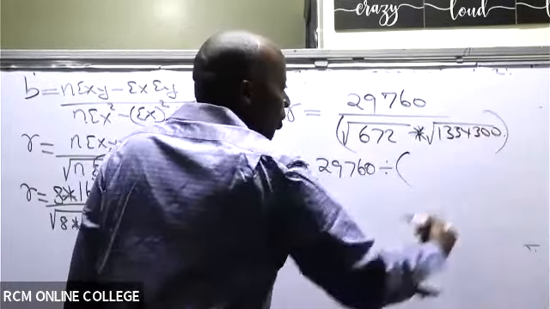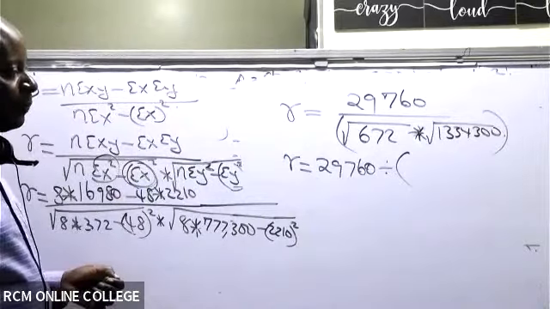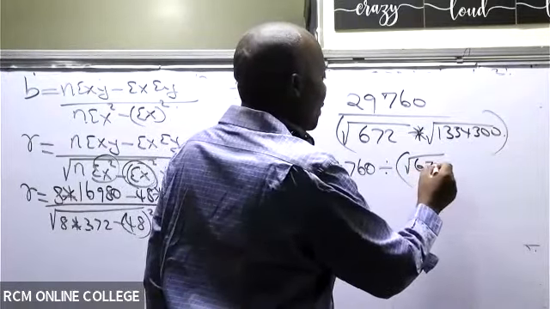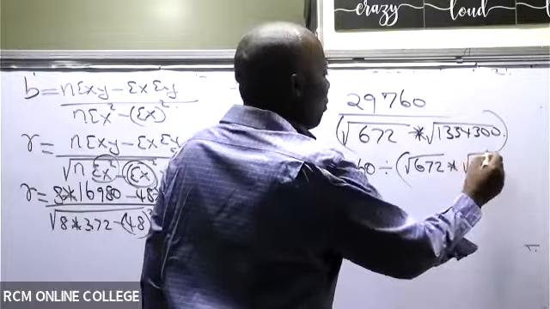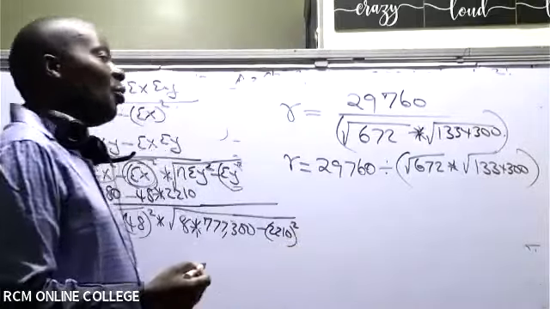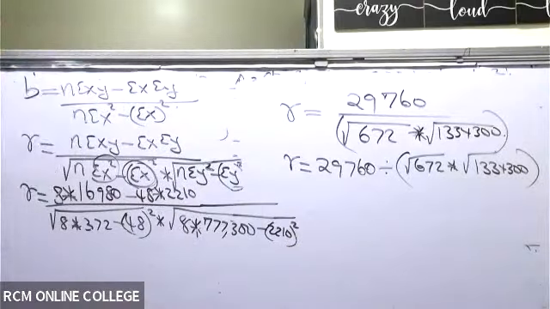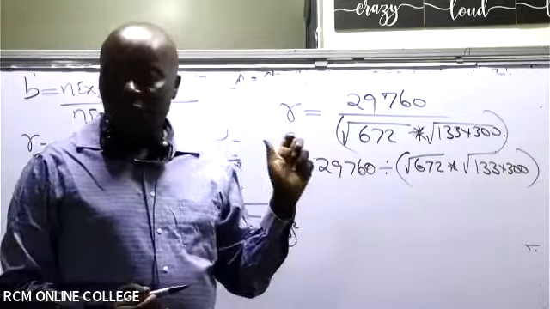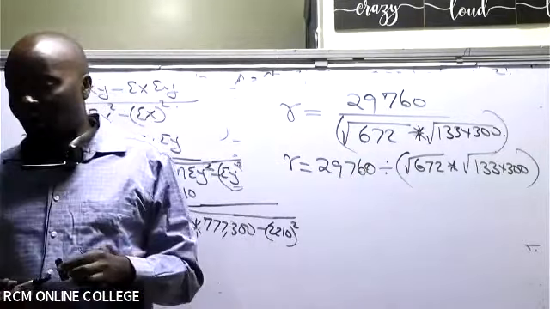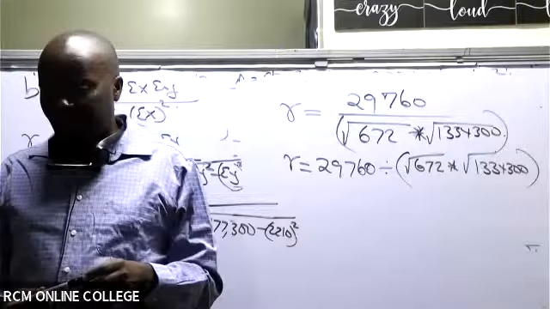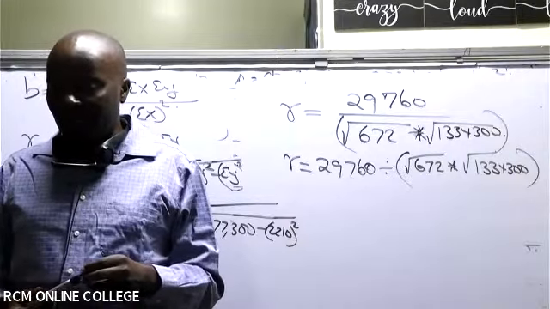you open a bracket here to take care of it, because there are two terms. You must always open brackets. So you say 29,760 divided by, open bracket, square root of 672 times square root of 1,334,300, and then you close bracket, and then you tell me equals. In your calculator, I want you to do it with one stroke, but remember to put the denominator into brackets. So what are we getting, ladies and gentlemen, here as our R?